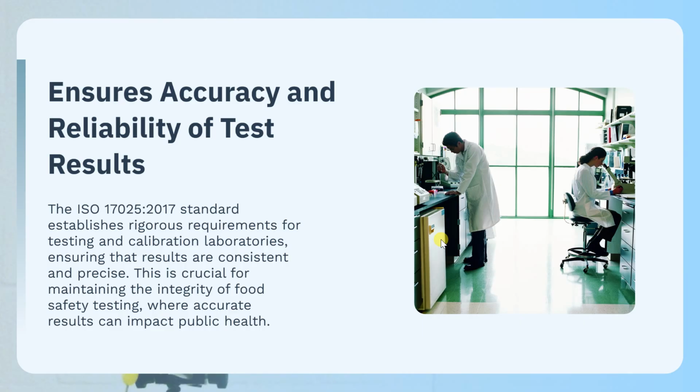Regarding the accuracy and precision that the standard will help us to get, this ISO standard 17025 establishes rigorous requirements for testing and calibration laboratories, ensuring that results are consistent and precise. This is crucial for maintaining the integrity of food safety testing, where accurate results can impact public health.